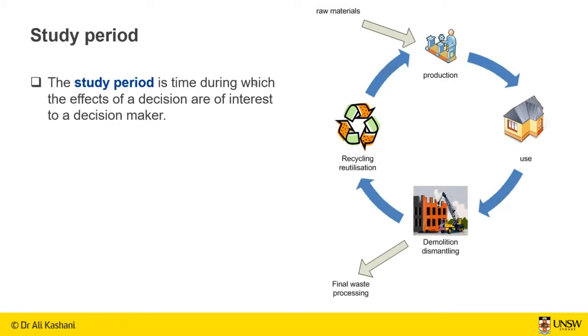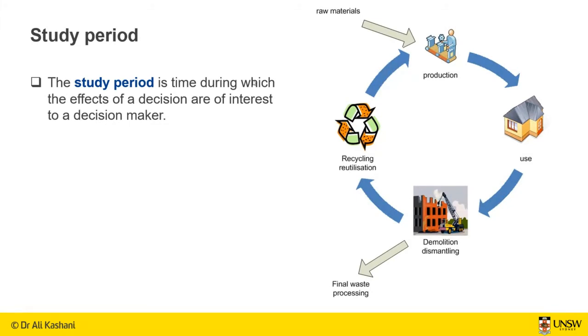So again, if you just construct a building and sell it, any maintenance or demolition, etc., after the life cycle of the building is not your concern anymore, so it's not part of your study period. In that case, your study period is going to be from the design and planning until the construction is done and you sell the properties. And when all the units, for example, are sold, then the project is finished. This is going to be your study period.